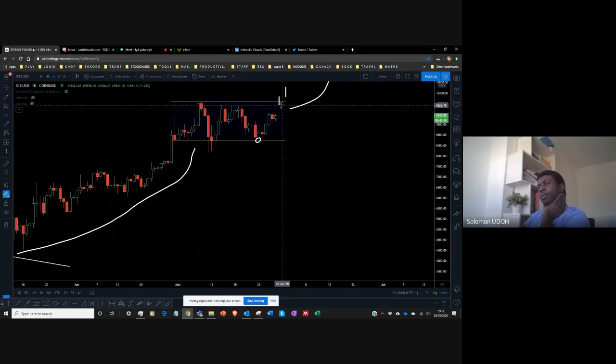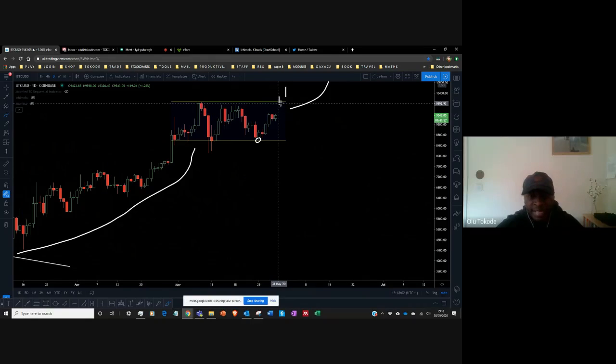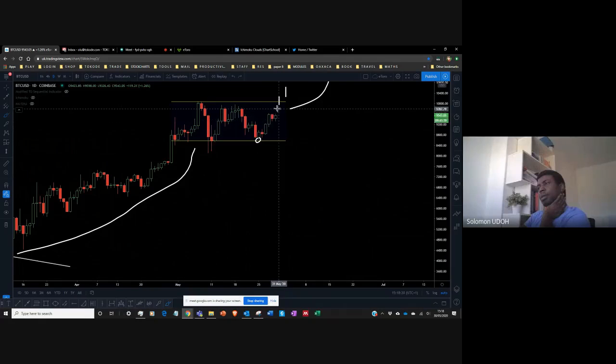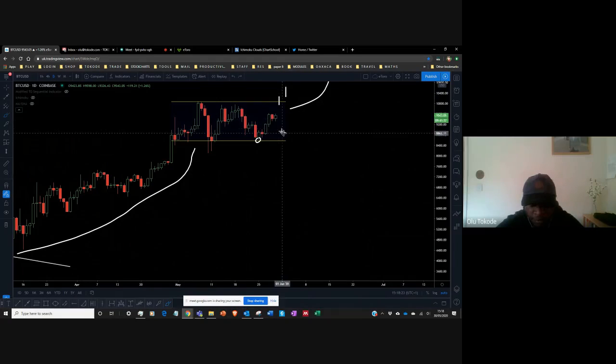When we get there, you never know what might happen. We might come back down, we might go back up. You never know. So you just have to wait. If you can't wait for the breakout, you can trade small positions within this channel. Price will bounce back and forth within this channel. Eventually, it will either go up or it will go down.